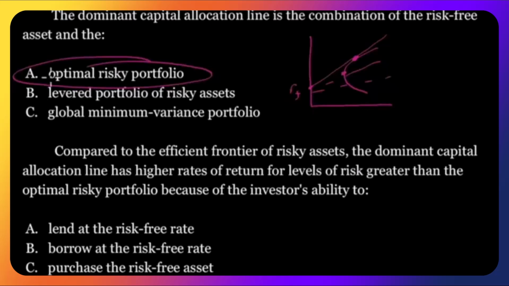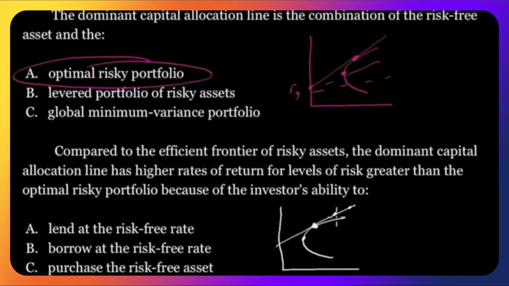Compared to the efficient frontier of risky assets, the dominant capital allocation line has higher rates of return for levels of risk greater than the optimal risky portfolio because of the investor's ability to, what are they saying here? Well, let's draw this out. There we go. There's our portfolio. And they're saying the dominant capital allocation line, this is it right here, has higher rates of return for levels of risk greater than the optimal risky portfolio. There's the optimal risky portfolio because of the investor's ability to, well, there's a higher return.